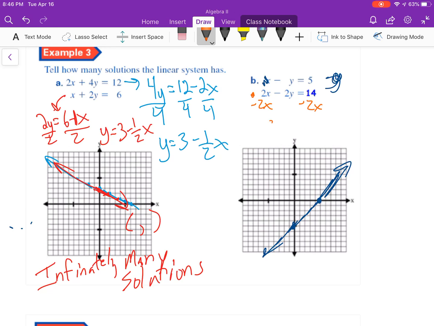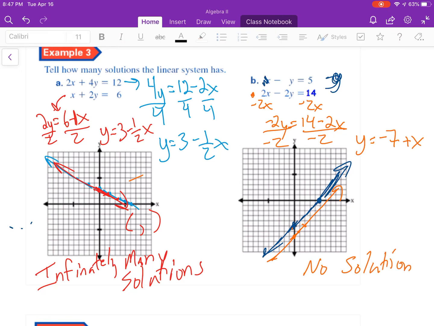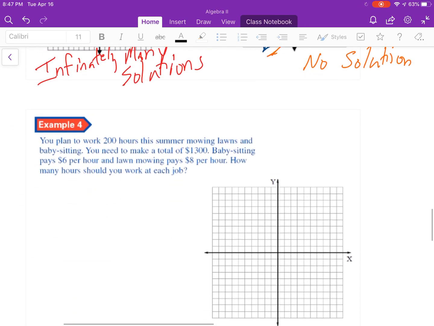Slope intercept form. So -2y equals 14 minus 2x. Divide by -2, and y is -7 plus x. So I'm going to go down to -7, and I'm going to go up 1 over 1, up 1 over 1, and there I have it right there. Hey, they're parallel to each other, so that means there is no solution. There is no point at which they're going to cross, so no solution.